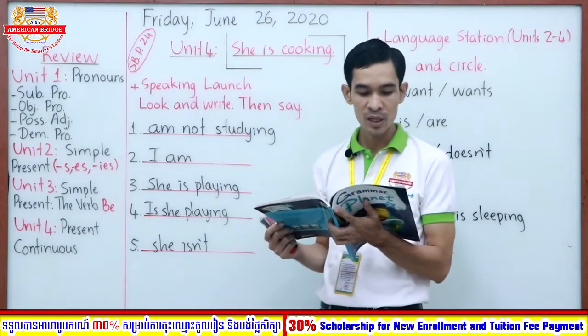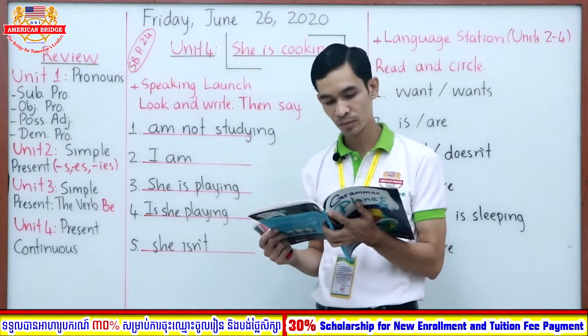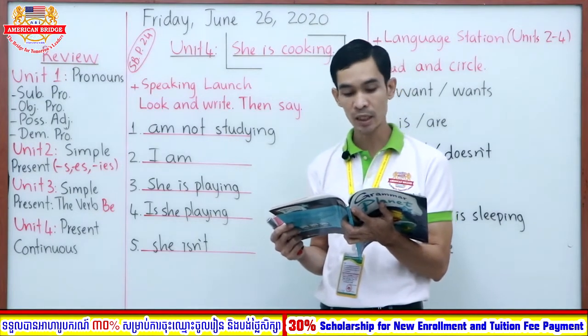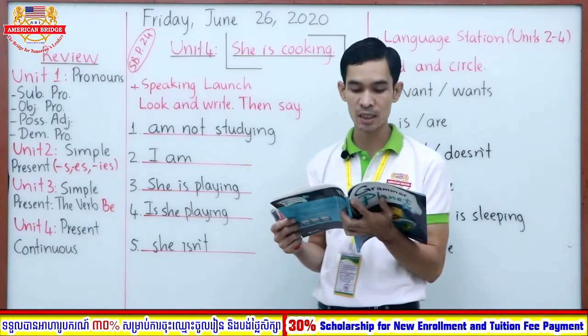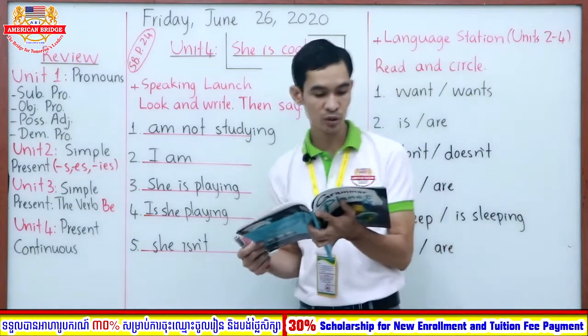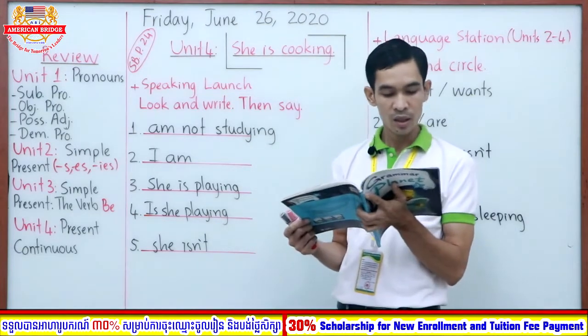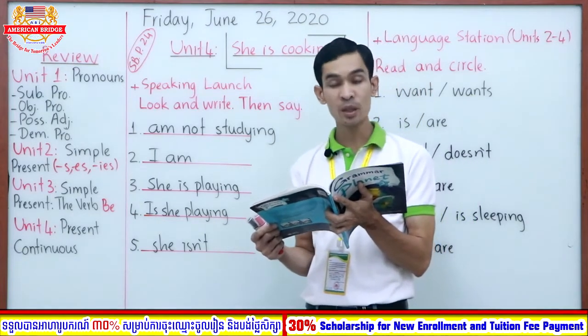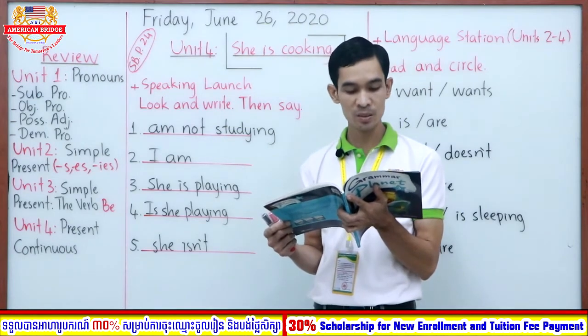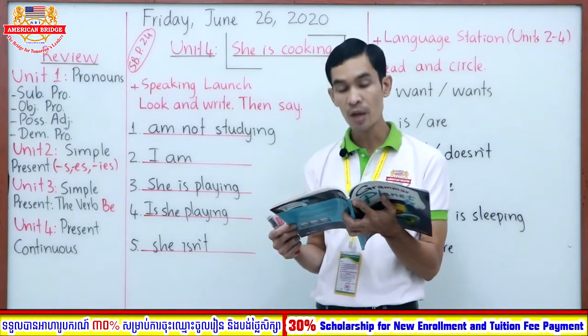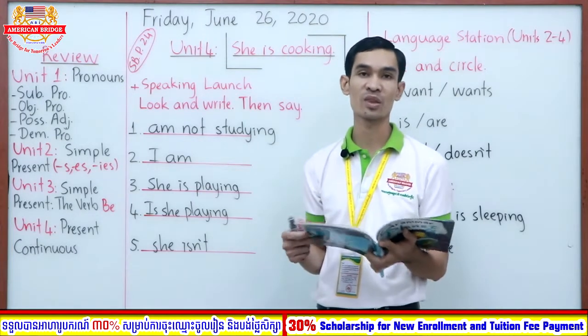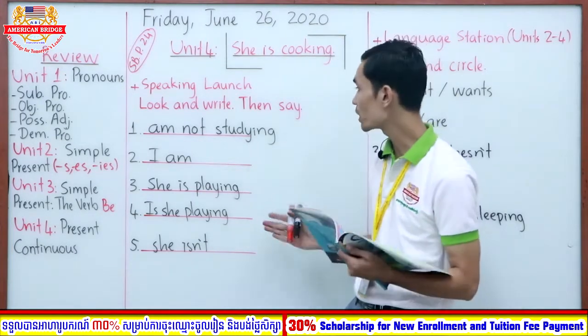Affirmative: I am studying English. I am not studying math. Are you studying English? Yes, I am. Okay, number 2. She is playing the piano. She isn't playing the violin. Is she playing the violin? No, she isn't.